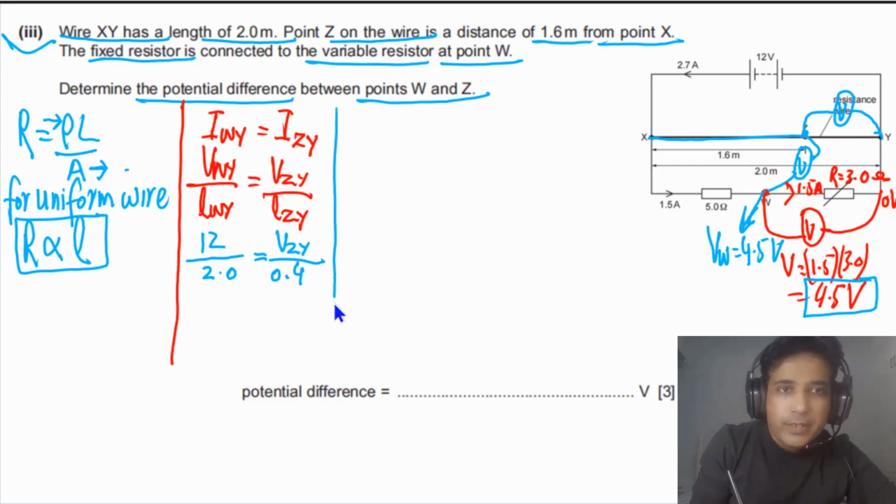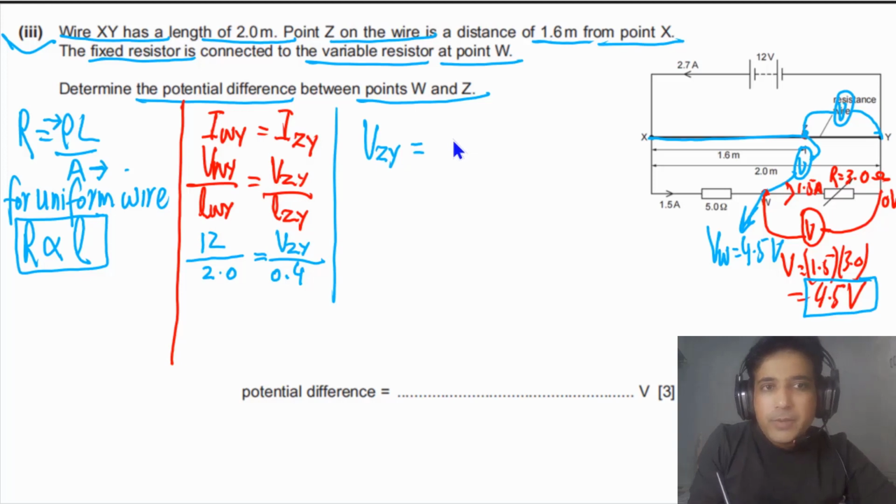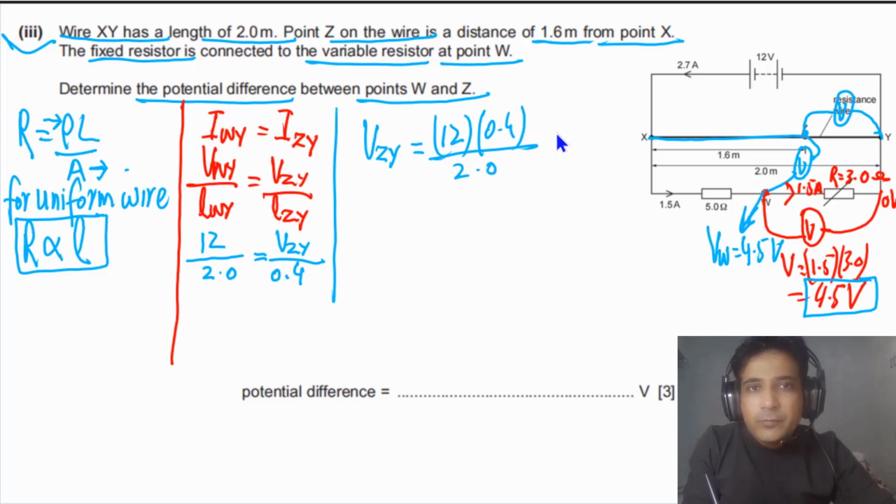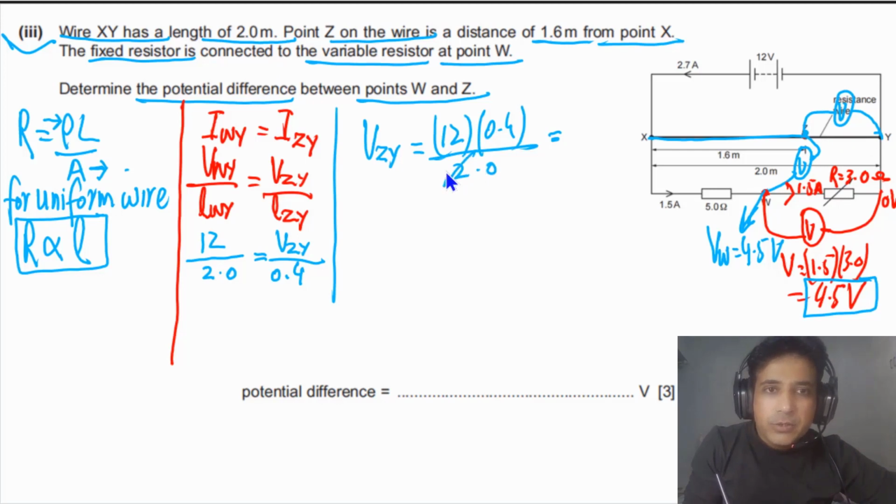From here we can find out the value of ZY. Then this one will be equal to 12 multiplied by 0.4 divided by 2.0. So if we solve this one, we can find out the value of potential across this part of the wire. In this case, we can simply cancel this 2 with this. So we will get 6.